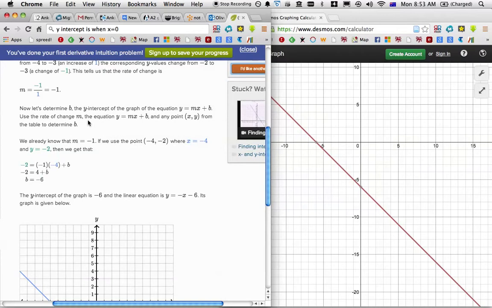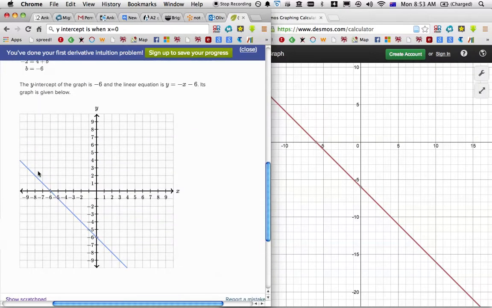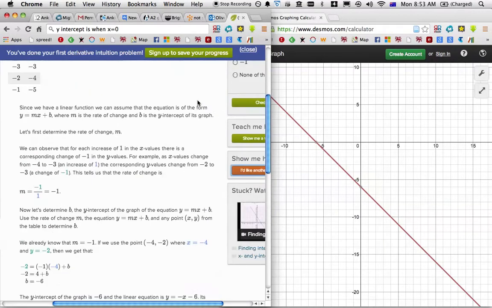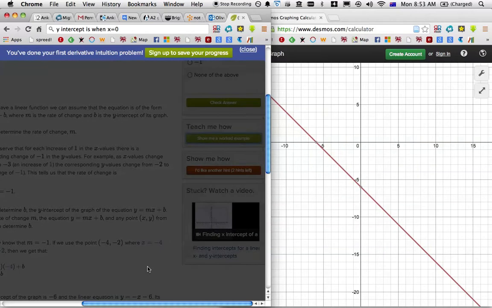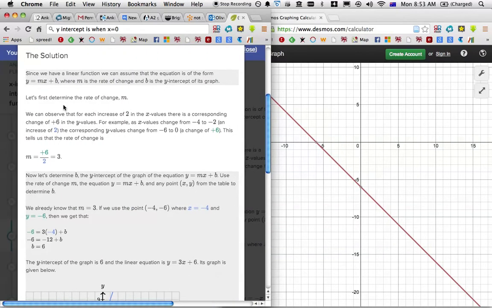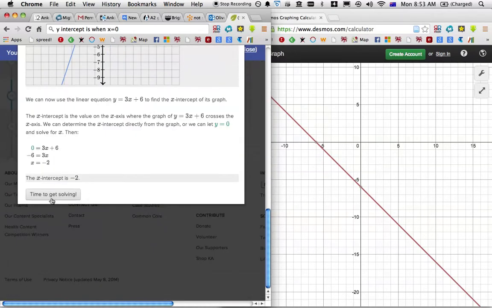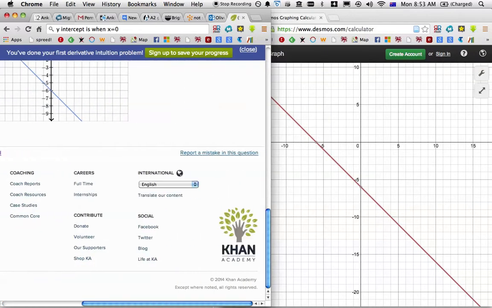Now let's determine b, the y-intercept of the graph of the equation. Anyway, I won't go through this whole example, but you can see that this just steps you through. It shows the graph, tells us, and eventually tells us what the y-intercept is. Well, okay. What about this show me a worked example problem? What does that do? The solution: since we have a linear function, we can assume the equation. So if you like reading, that's great. You can work it out that way.